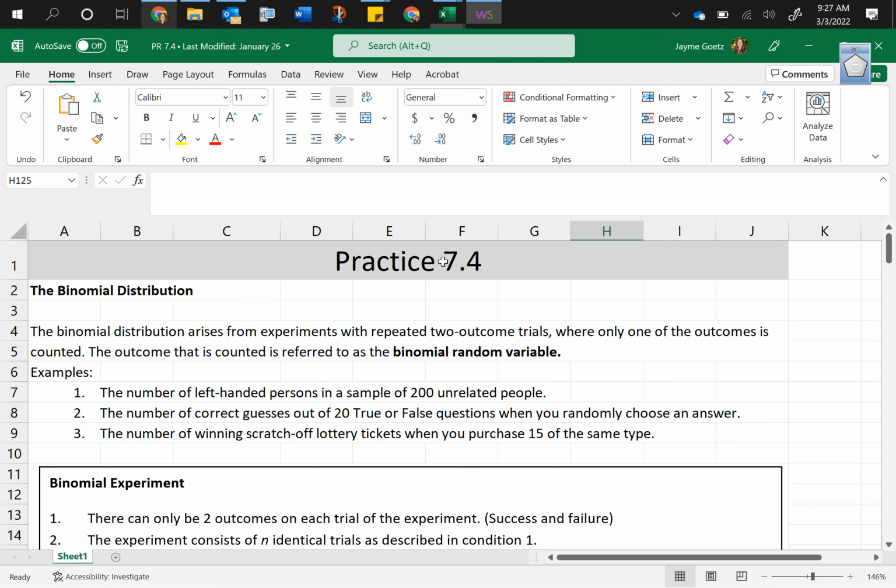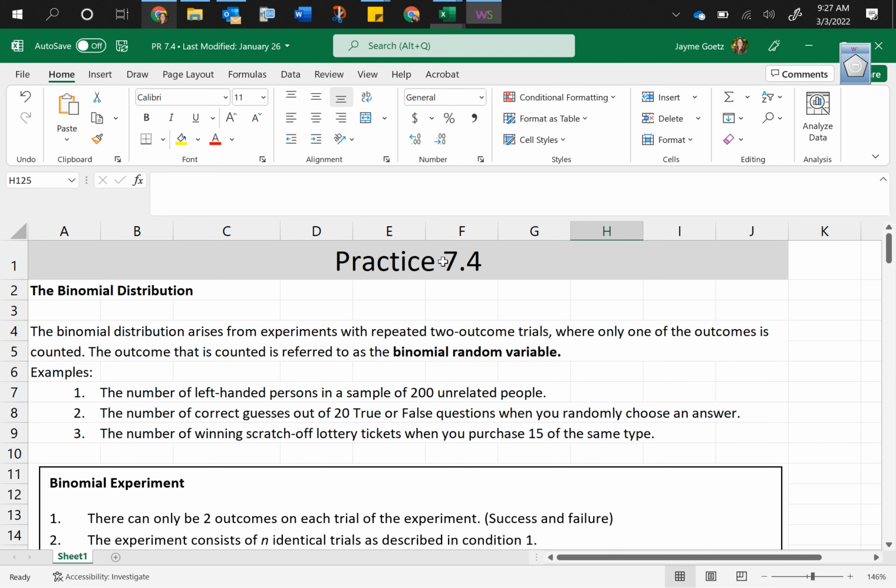Now, here are a couple of examples. The first example: the number of left-handed persons in a sample of 200 unrelated people. Let's say I have 200 people and I want to see if we have left-handed people. Either they're left-handed or they're not, left-handed or right-handed. That's two outcomes. The number of correct guesses out of 20 true or false questions when you randomly choose an answer. Either you get it correct or you get it wrong.